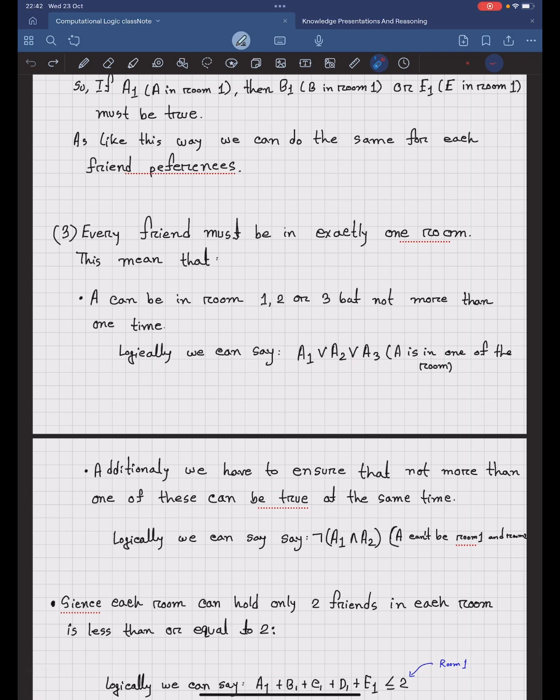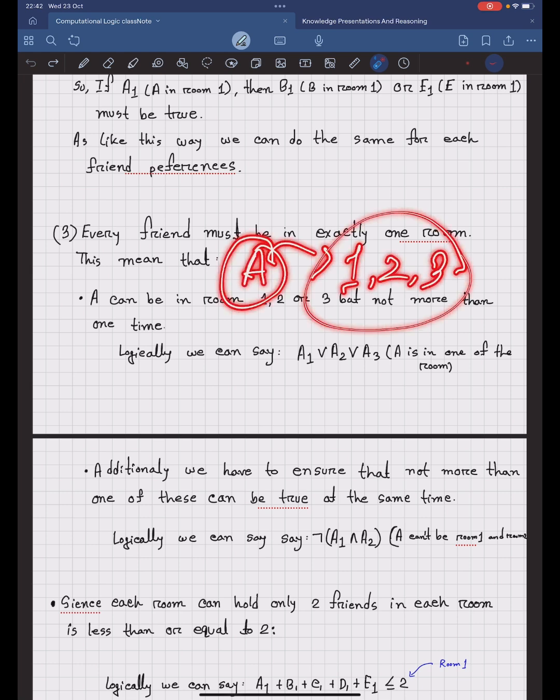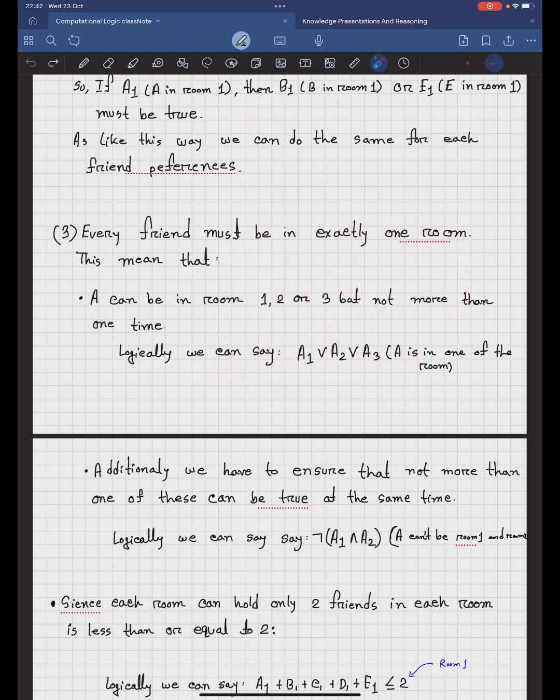So we come to the logical part. It can be room number 1, 2, or 3, but he cannot live in more than one room at once. He cannot live in rooms 1, 2, and 3. He has to choose just one room, not 3. This is true for every friend.